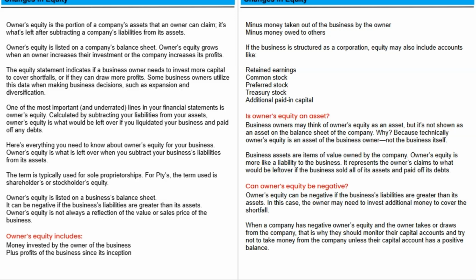Owner's equity. Now, moving on, we calculate this by subtracting the liabilities from the assets. Owner's equity is what would be left over if you liquidated your business and paid off any debts. Here's everything you need to know about owner's equity for the business. Owner's equity is what is left over when you subtract your business's liabilities from its assets.